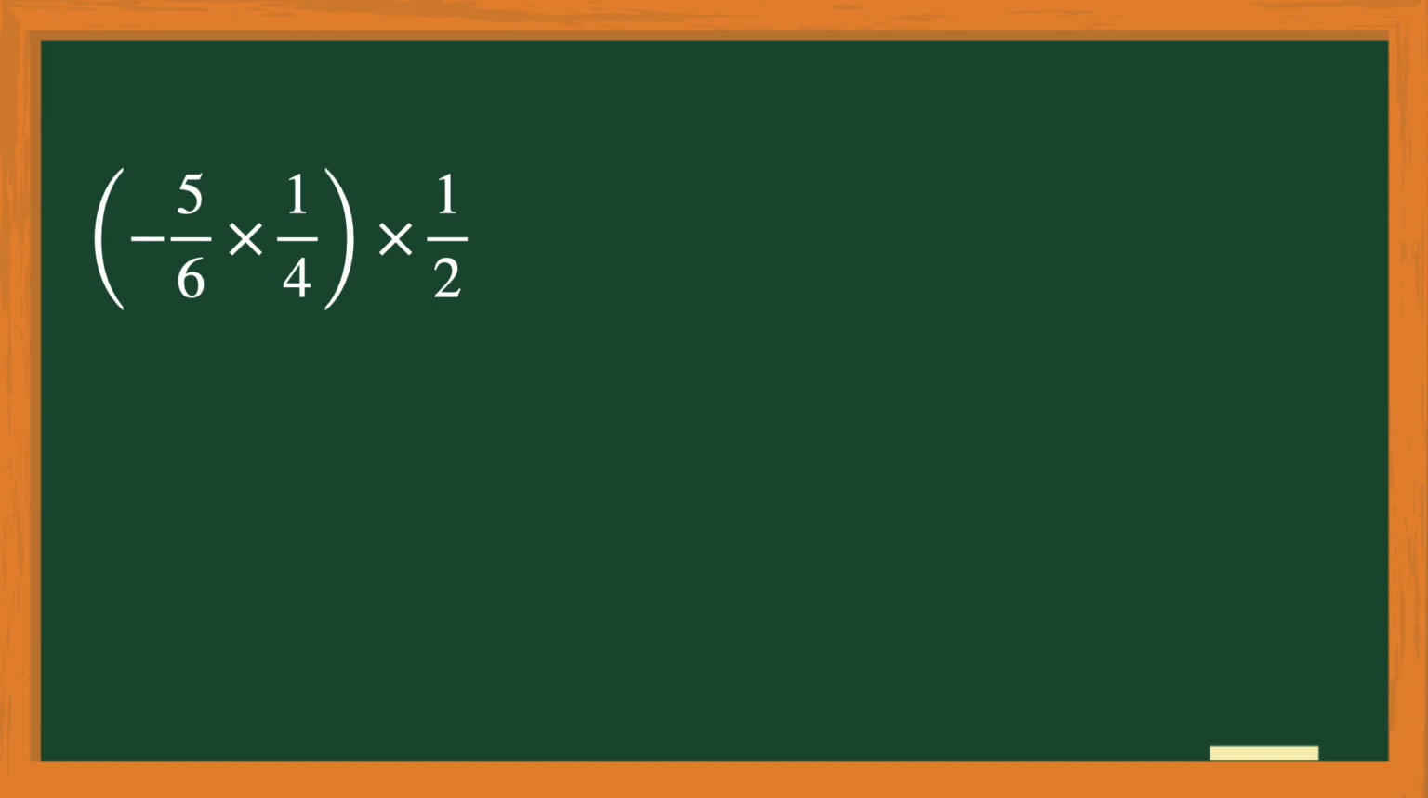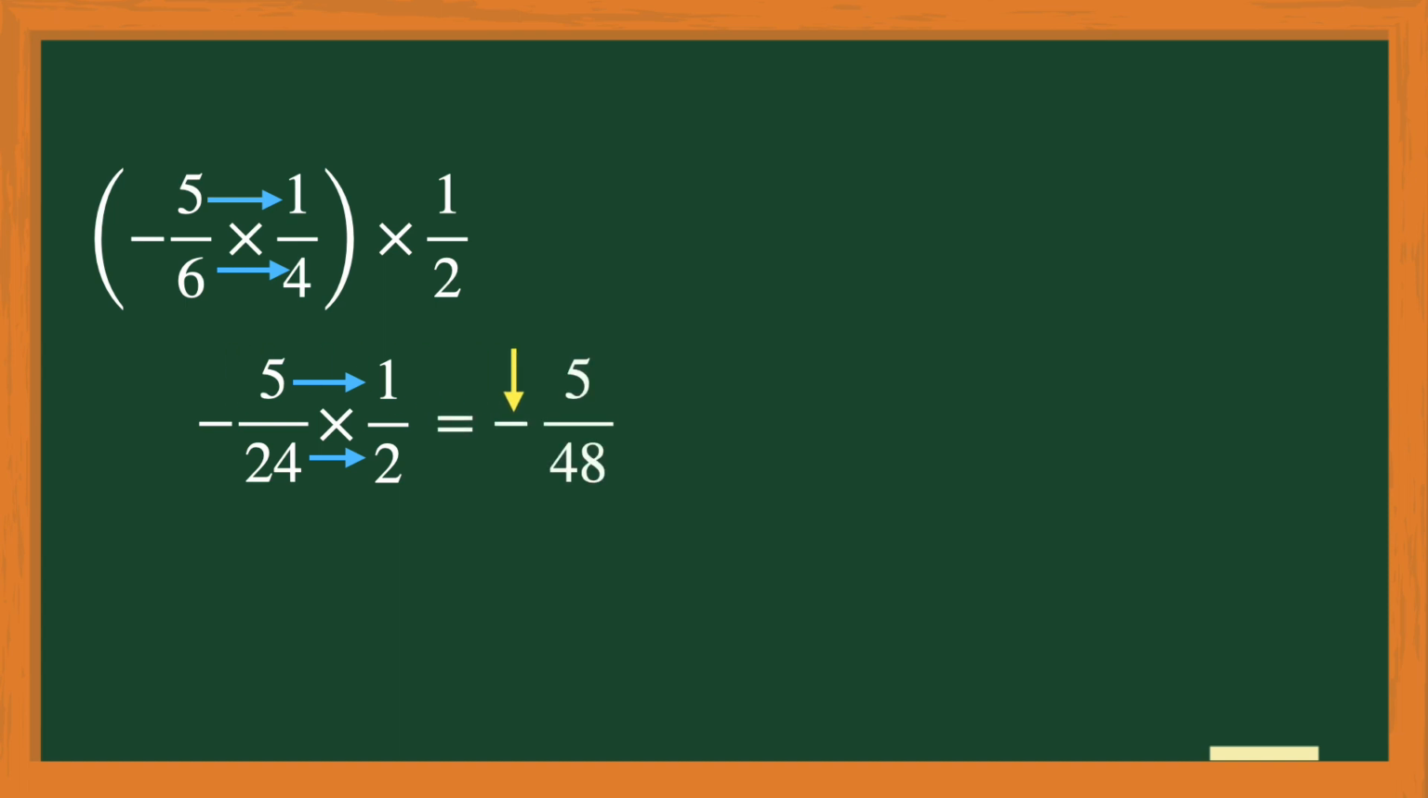Now I see that I have a pair of fractions with different signs, so my product for this pair will be negative. After multiplying the numerators and the denominators, I will get negative 5/24. Now I need to bring down the 1/2, and then I'll multiply negative 5/24 to positive 1/2. Here again, I have another pair of fractions with different signs, so my product will be negative. After multiplying the numerators and the denominators, I will get negative 5/48.